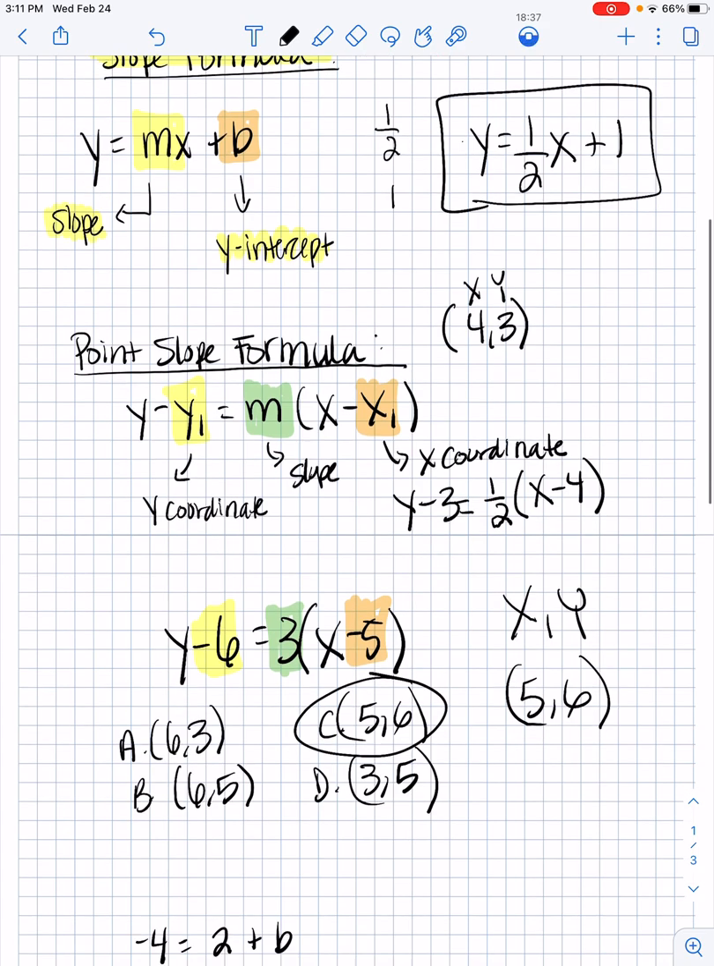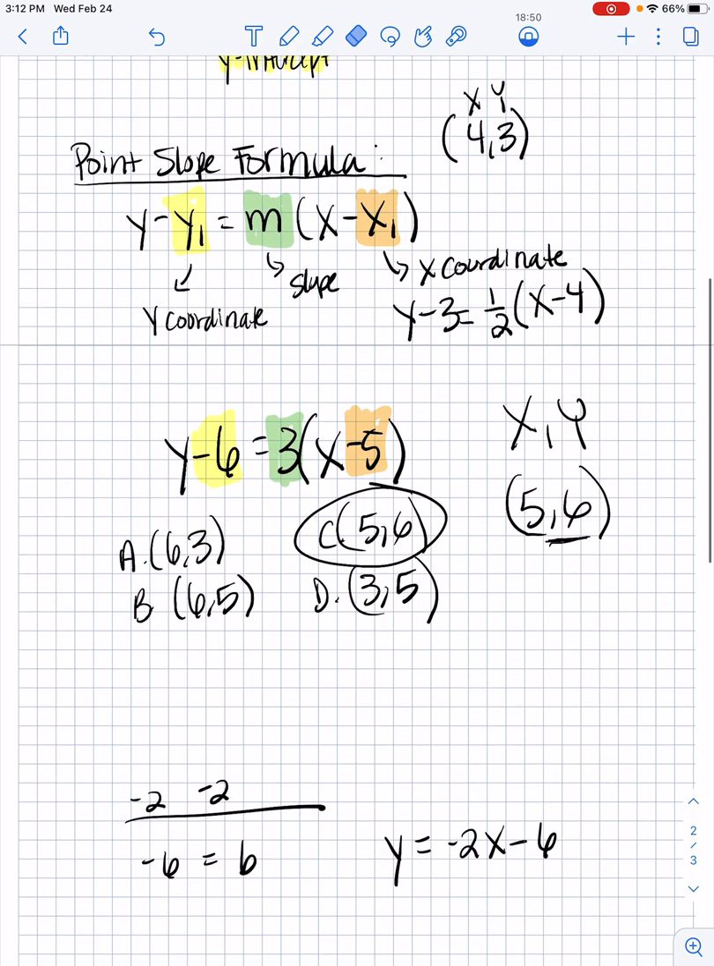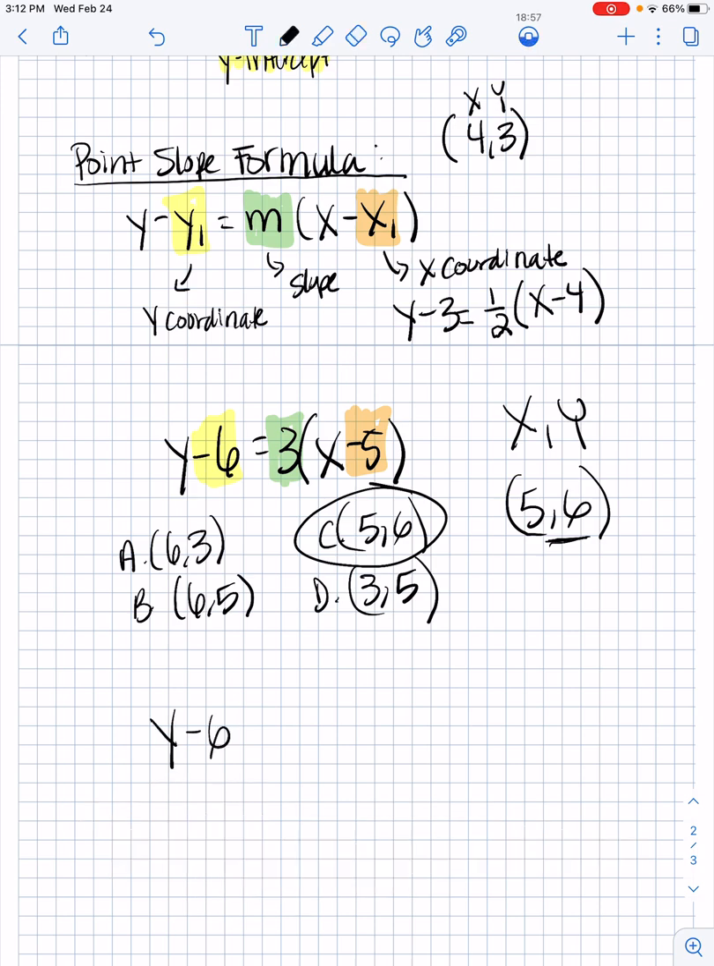And you may notice that the signs are opposite, so like it's y minus 6, x minus 5, but when you look at your answer, it's positive. That happens, the signs will flip. So if you ever come across something that looks like y minus 6 equals 3, but then it's x plus 5, that would tell you that your x coordinate is negative and your y coordinate is still 6. All right.